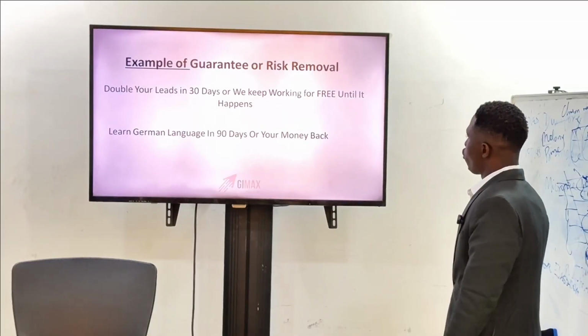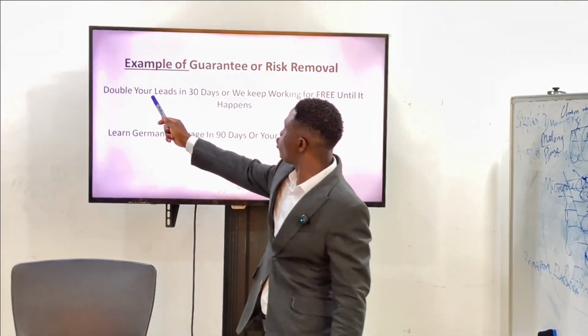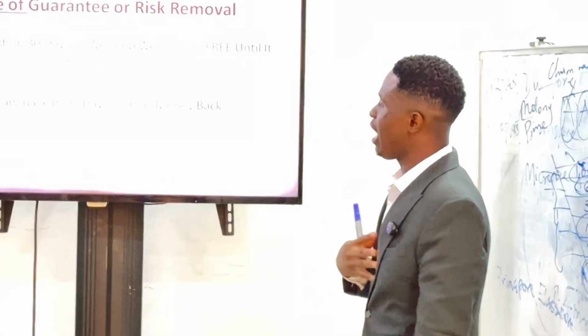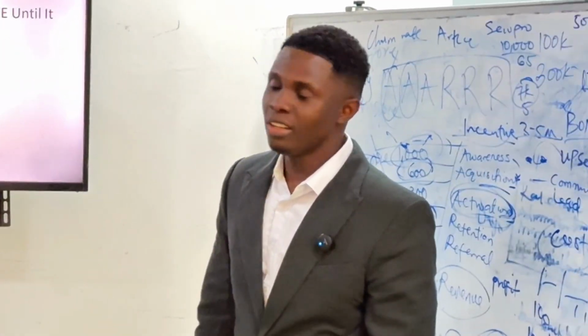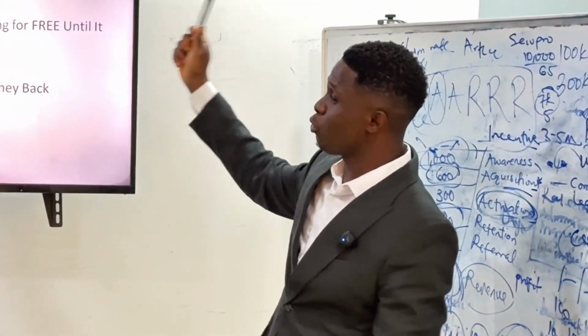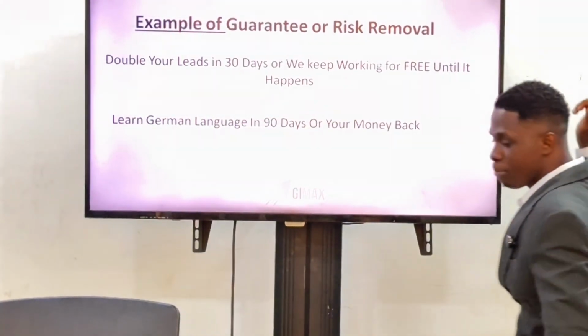Now, here is an example of guarantee, risk removal. I can tell you, double your leads in 30 days or we keep working for free until it happens. What does this mean? If I fail to double your leads in 30 days, let's say you are getting 1,000 leads per month and I fail to get you 2,000 leads per month, I'm going to keep working for free until it happens. Right? So we need to find a way to use the word guarantee. Right? You can say learn German language in 90 days or your money back. You want to put the risk on you, not on your customers, right? So that they're going to get in.